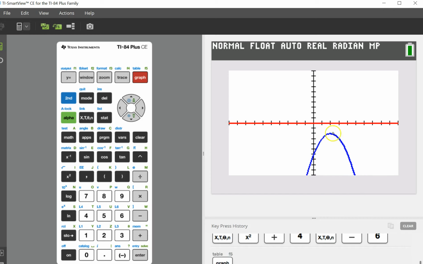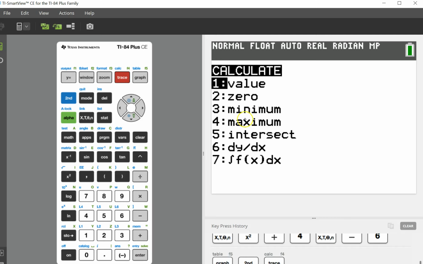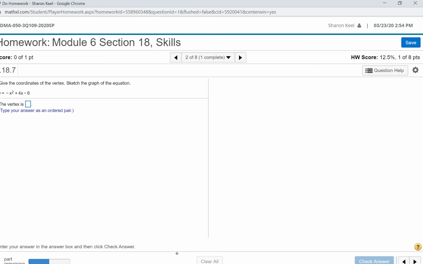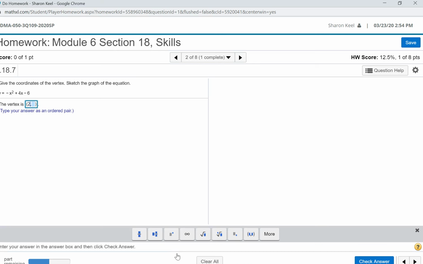The vertex is at the top. So this time the vertex is going to be identified as second trace. We're not choosing minimum, we're choosing maximum this time because it's like on the mountain peak. It is already to the left of the vertex, so I'm going to press enter. For right bound, I'm going to move it to the right past, enter, and on guess, enter. My maximum is, now this number 1.9999, I'm going to round to 2. So it's going to be 2, -2. So let's come here. My vertex is going to be 2, -2.